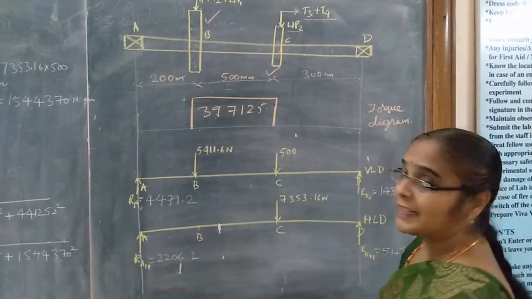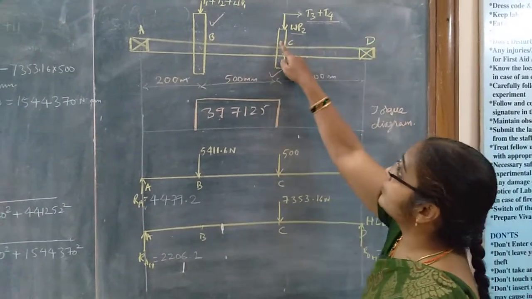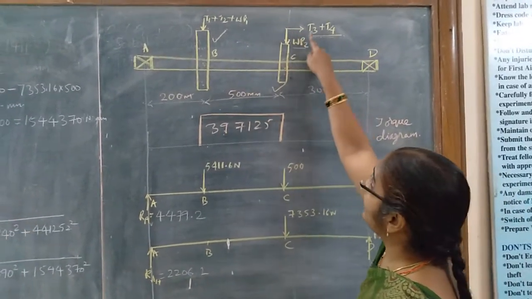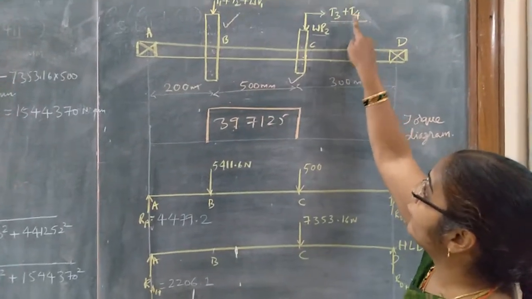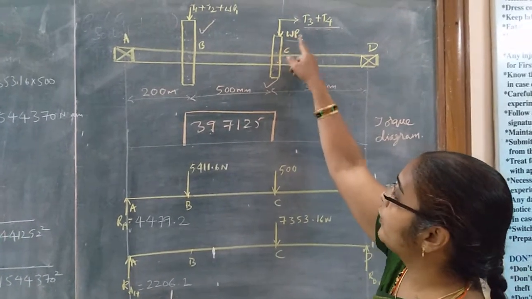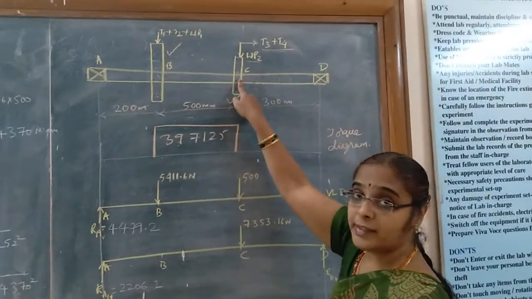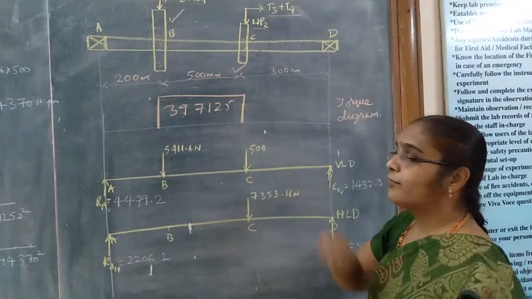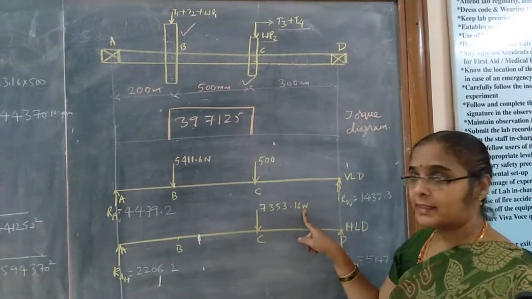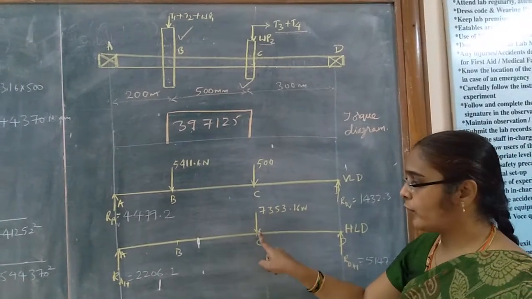Now if I come to pulley C, which is driven by another motor placed horizontally, it is driven with the help of a belt in a horizontal direction. Hence the tension T3 plus T4 will be acting horizontally, and the vertical load is only the weight of the pulley, WP2, which is 500 Newton. So I have shown it at point C. This T3 plus T4 value is 7353.16, which is acting horizontally, and I have shown it in the horizontal load diagram at point C.